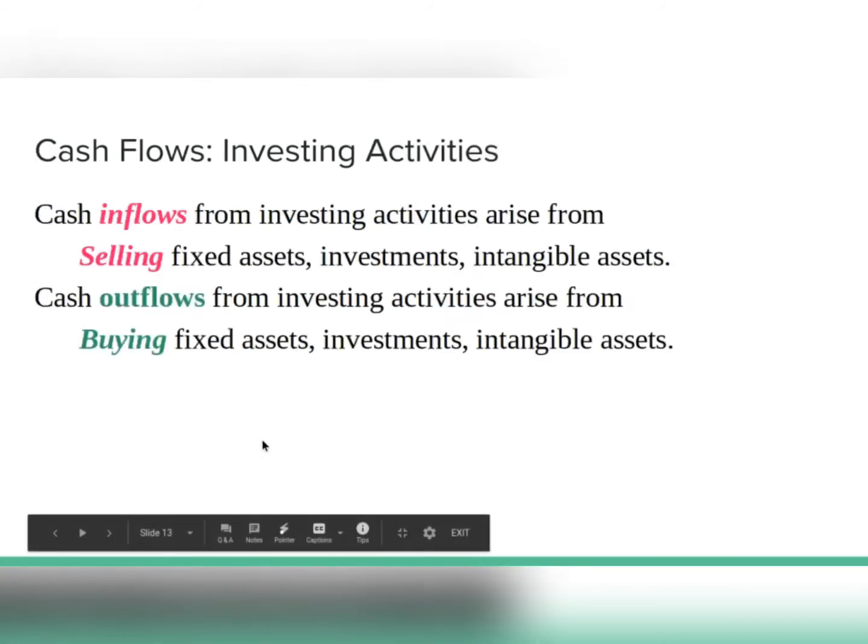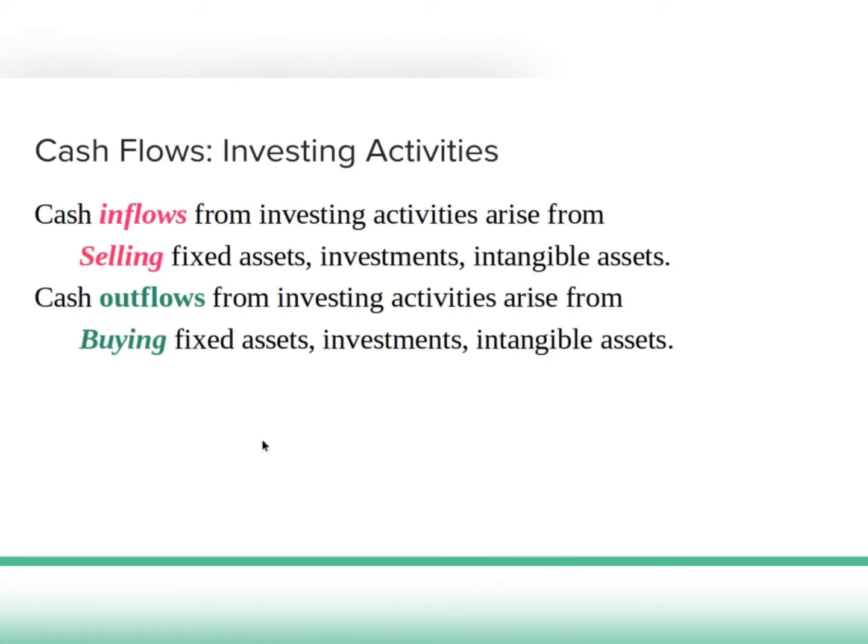All right, and there are different ways that you can have flows of cash for investing activities. You either have cash inflows or outflows. So cash inflows would come from selling fixed assets, investments, or intangible assets. And then your cash outflows from investing activities will come from buying fixed assets, buying investments, or intangible assets.